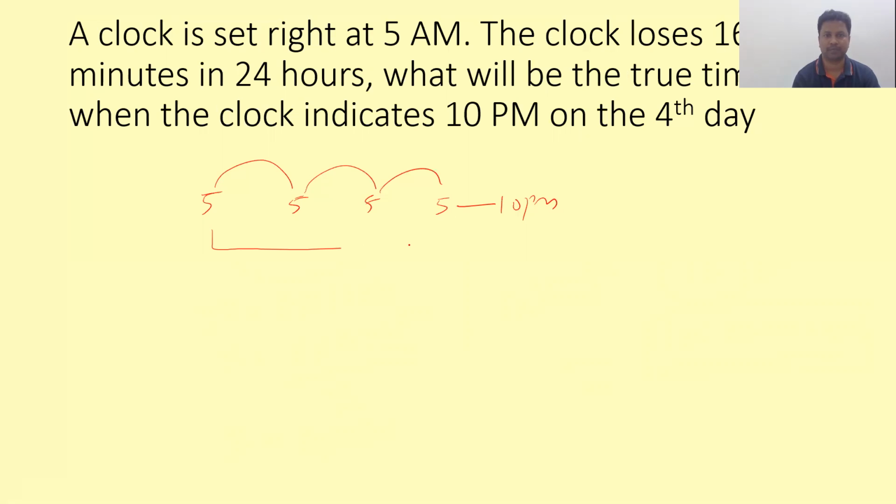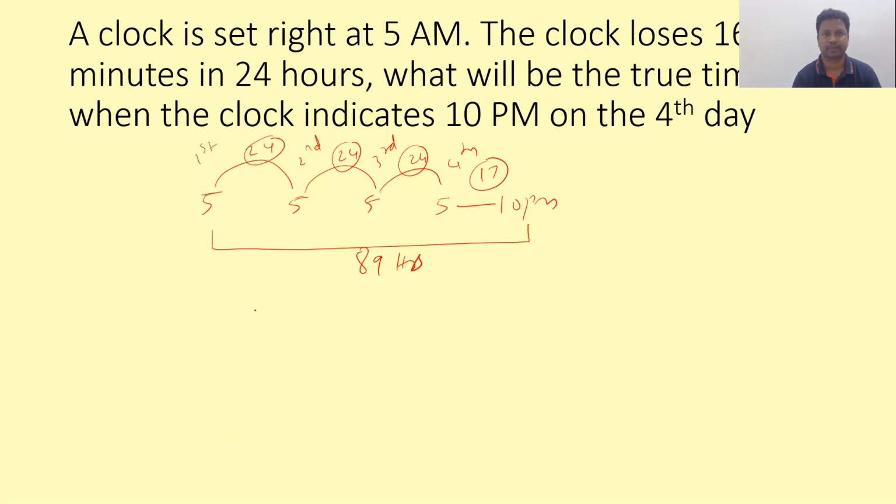So the total hours from here to here: this is the first day, second day, third day, this is the fourth day, 10 p.m. So 24 hours, 24 hours, 24 hours. Then 5 a.m. to 5 p.m. is 12, then 6, 7, 8, 9, 10, so 12 plus 5 is 17. If you add the entire total number of hours, it is 89 hours.